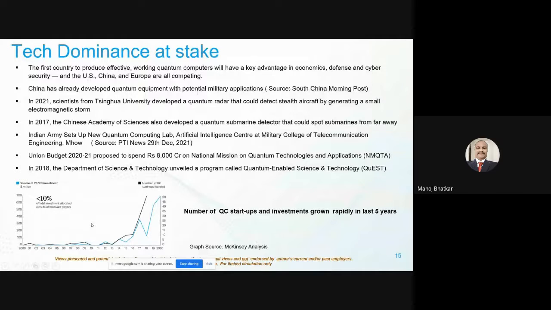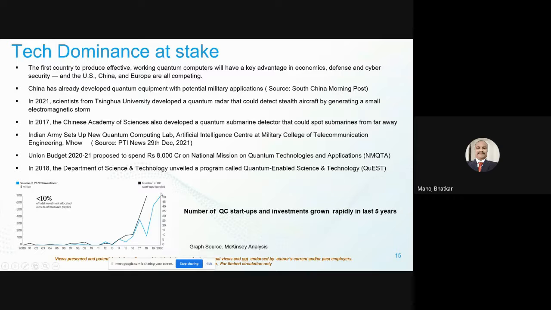Take any technology, whether it is cloud computing, AI and ML, or any new product or technology, the business world is very rational. They don't go by emotion. They will not invest so much money, and you can see the money that is being pumped into quantum computing worldwide.